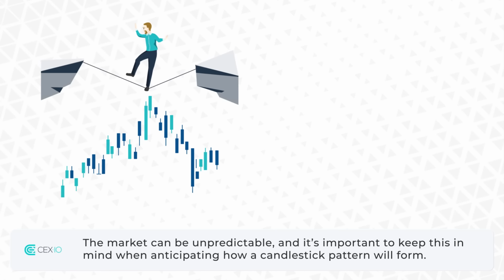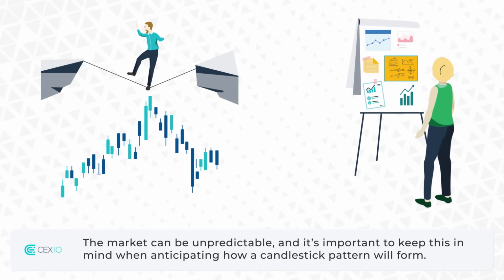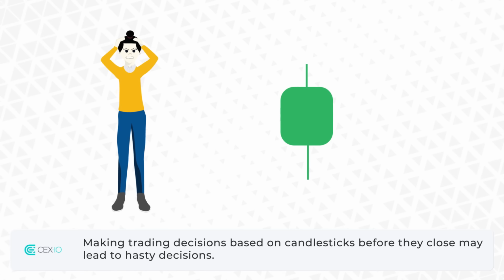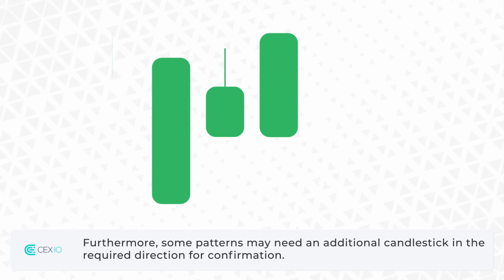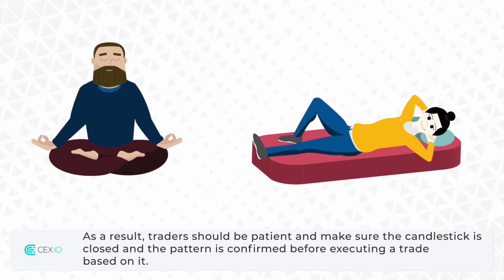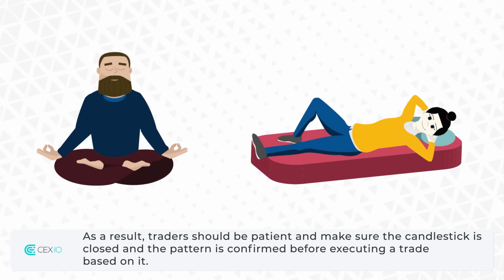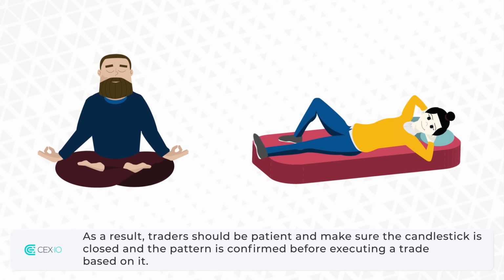more valid. The market can be unpredictable, and it's important to keep this in mind when anticipating how a candlestick pattern will form. Making trading decisions based on candlesticks before they close may lead to hasty decisions. Furthermore, some patterns may need an additional candlestick in the required direction for confirmation. As a result, traders should be patient and make sure the candlestick is closed and the pattern is confirmed before executing a trade based on it.